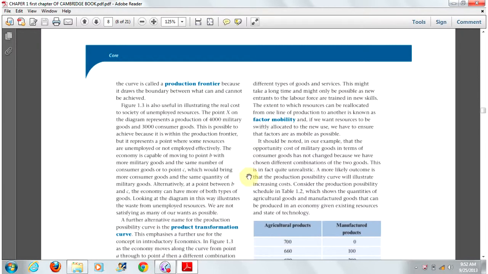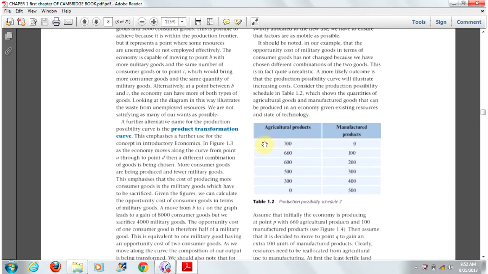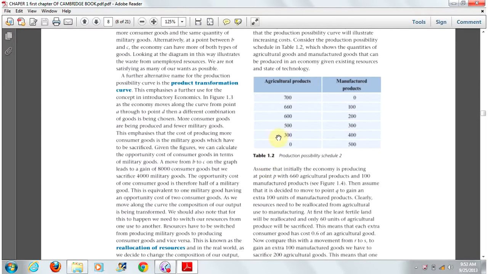Consider the production possibilities curve on table 1.2, which shows the quantity of agricultural goods and manufactured goods that can be produced in an economy given existing resources and state of technology. Agricultural products, manufactured products, table 1.2. Assume that the initial economy is producing at point P with 660 agricultural goods and 100 manufactured products. Then assume that it is decided to move to point Q to gain an extra 100 units of manufactured products.